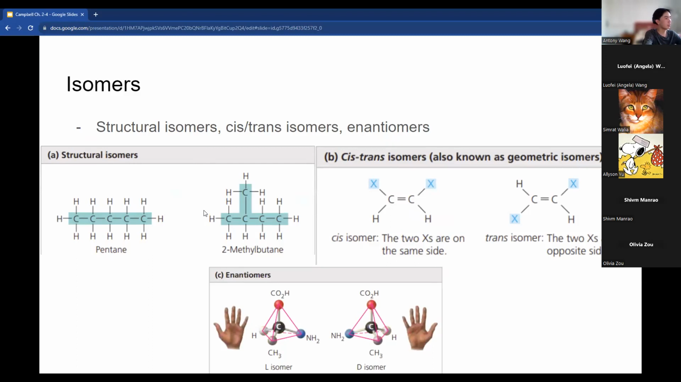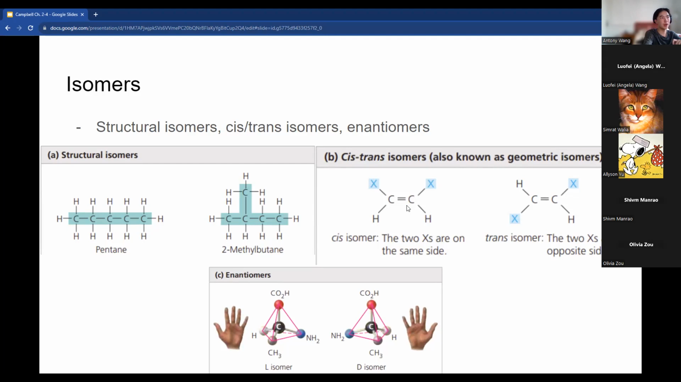The first one is called a structural isomer. A structural isomer is exactly what it sounds like. The difference between a pentane and a 2-methylbutane is that the carbons are branching, but it still has the same number of atoms, the same type and same number of atoms. And the next isomer is called cis-trans.